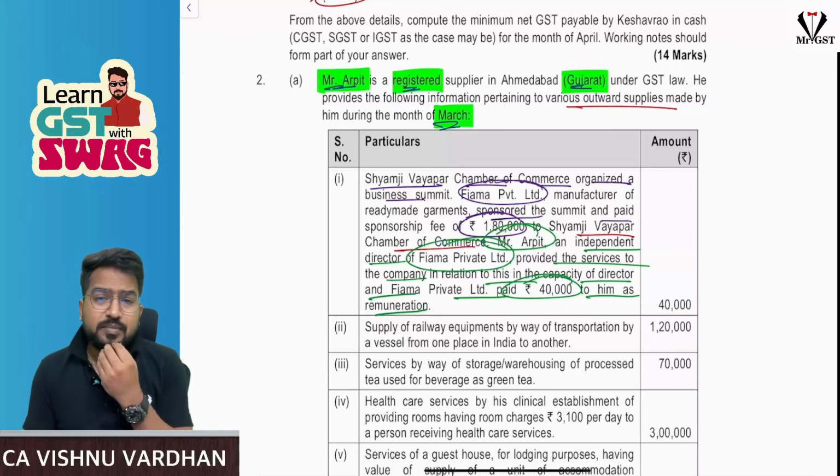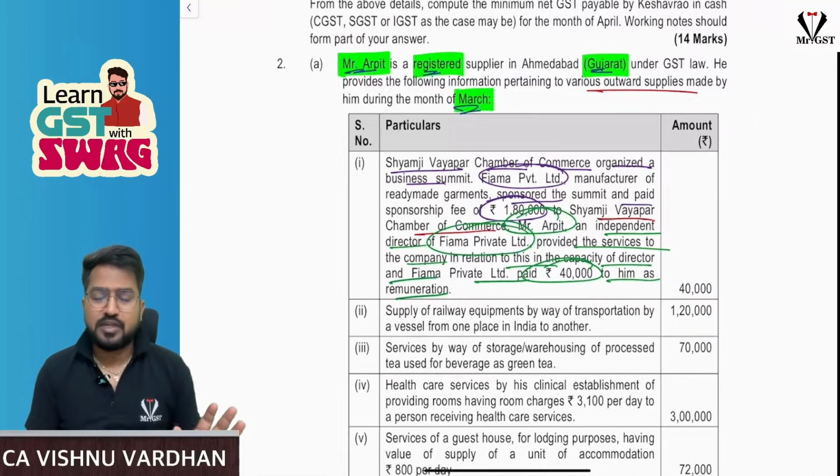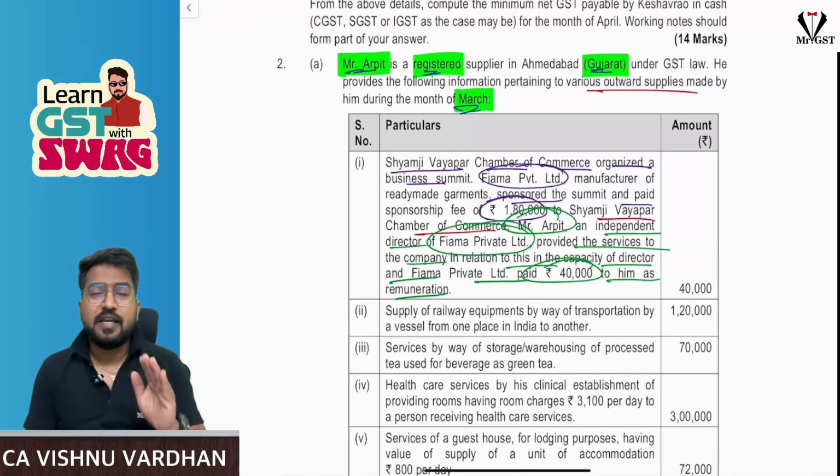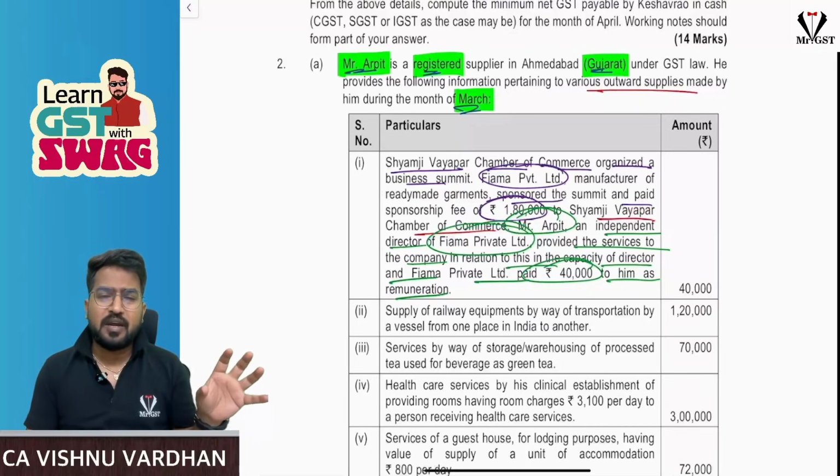Understand, generally students make it misunderstood or confused here. Here the question they give both the sponsorship and director related thing. Here they are asking about director services. They are telling you the story, the background, all these things.